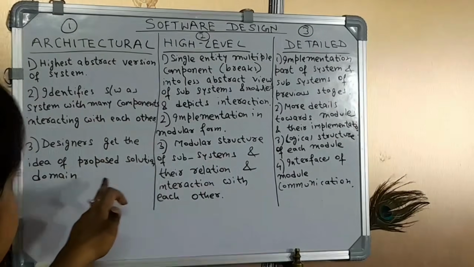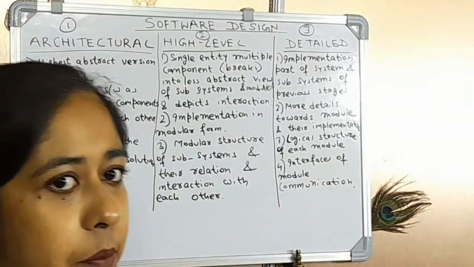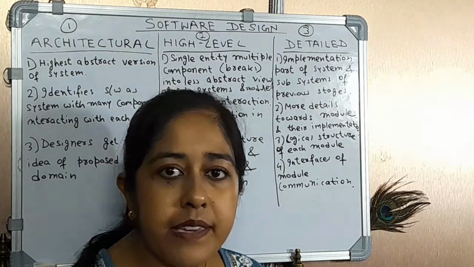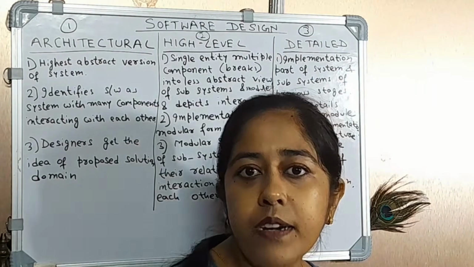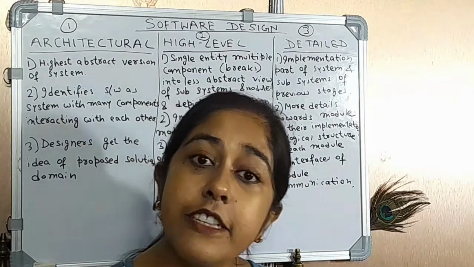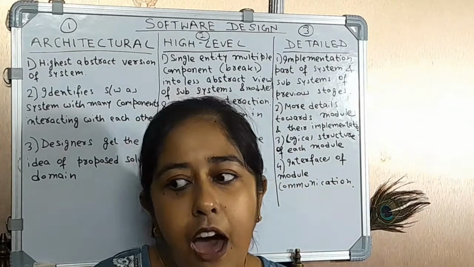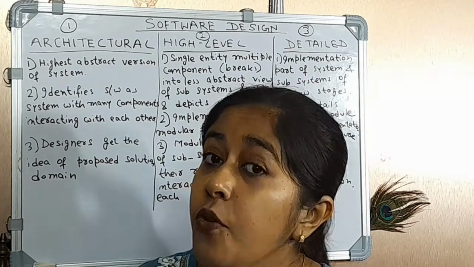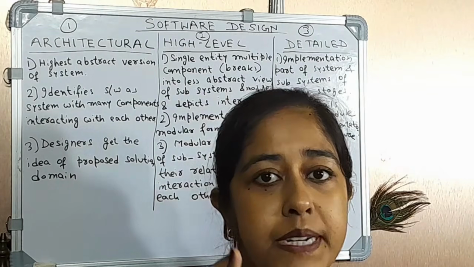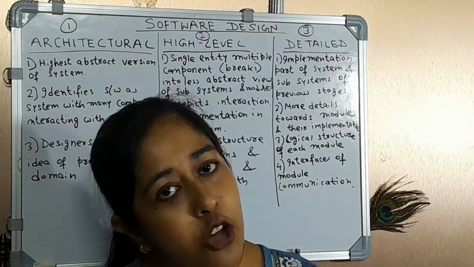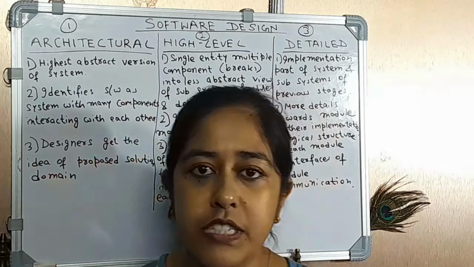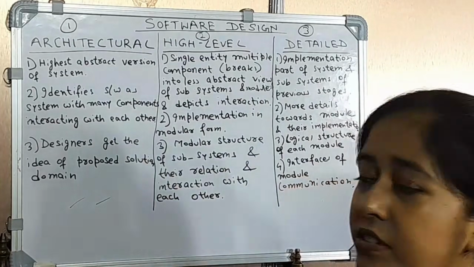Now, designers get here the idea of the proposed solution domain. As I have already told you, this is what is going to be your solution domain. From here onwards, you know: this is my problem, I am going to deal with this problem. But from here onwards, you are getting the solution, how I am going to deal with this problem. So what does the development team get here? The development team gets the whole proper picture of what is going to be in our solution domain. We have the problem, now we will have the solution. That is the transformation which I have told you. This is what is called a transformation here.